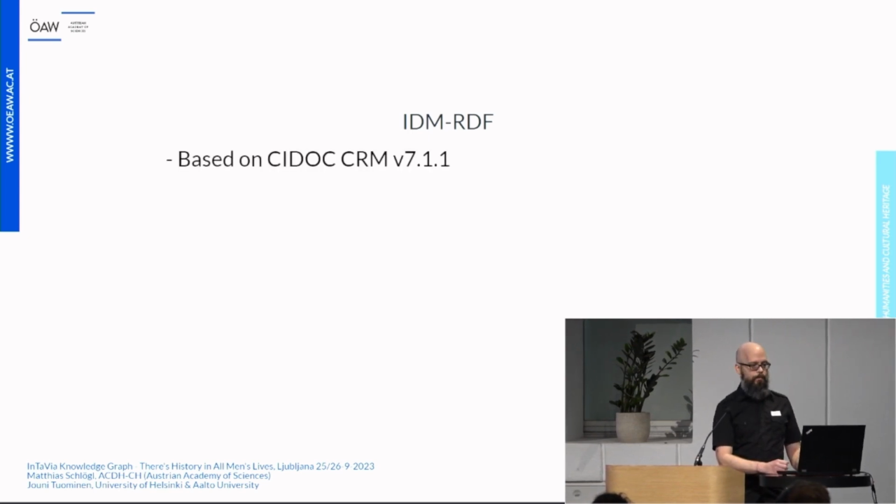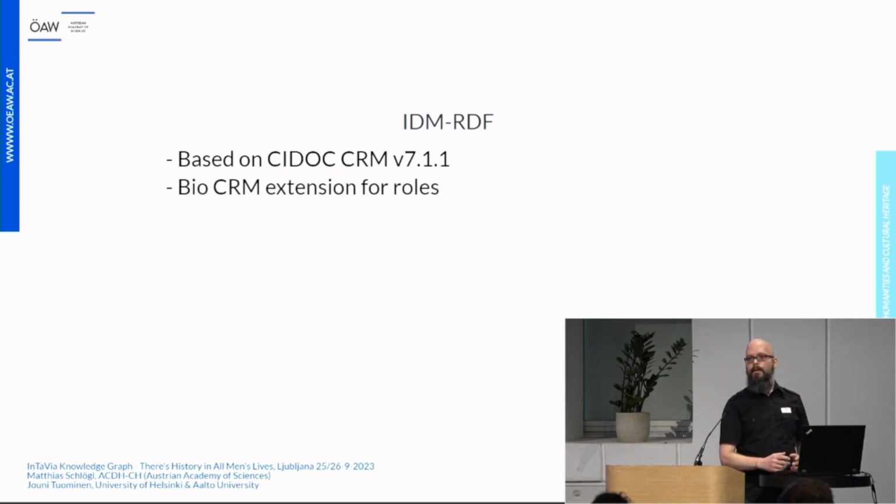So the data model is based on CIDOC CRM, which was already shown in the architecture diagram. CIDOC CRM is an ISO standard for modeling cultural heritage data. It's a harmonizing data model and it's based on events. So we can think of a person's life as a chain of interlinked events which happen in place and time.